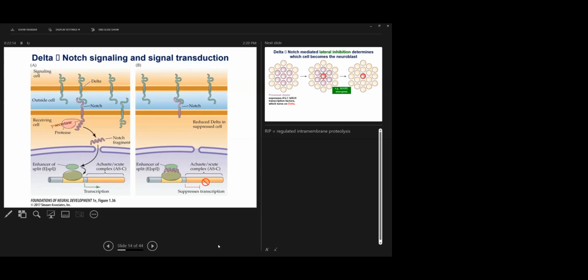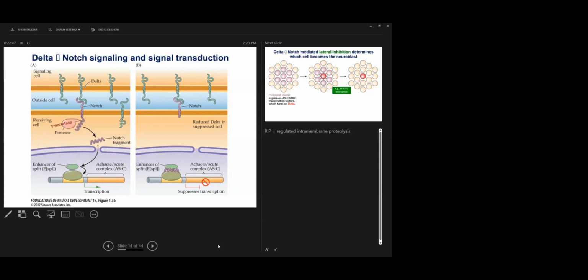It binds to Enhancer of split, which in turn binds to the promoter of the AS-C complex, which transcribes the genes, and it also forms a neuron. As I mentioned before, there are four sets of genes required for the development of neurons, the proneural genes. One is the AS-C complex, the Achaete-scute complex from the previous slide, which is activated by the Delta Notch signaling pathway.